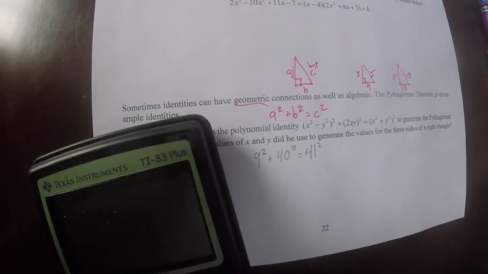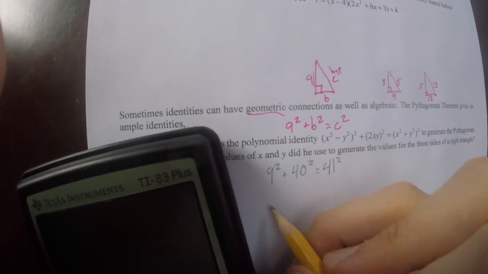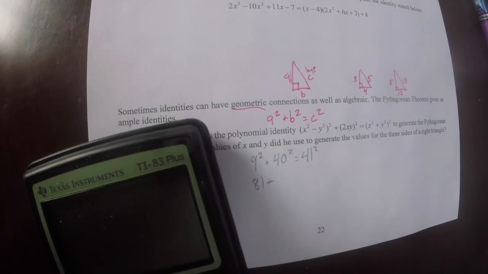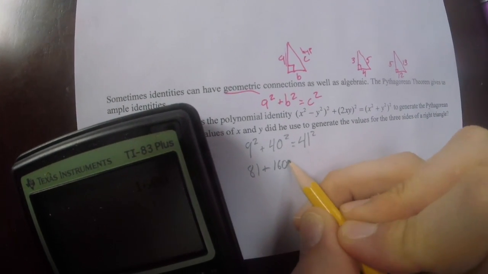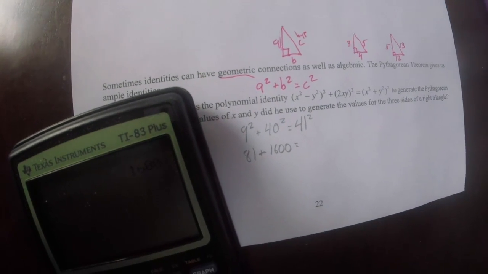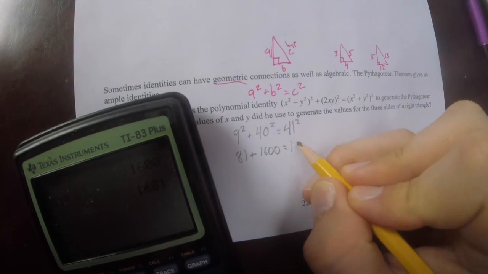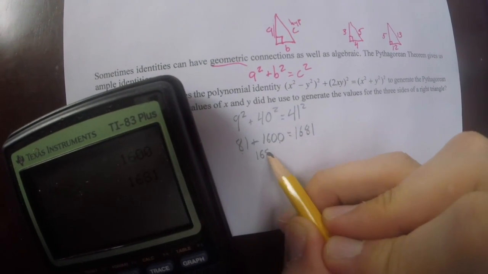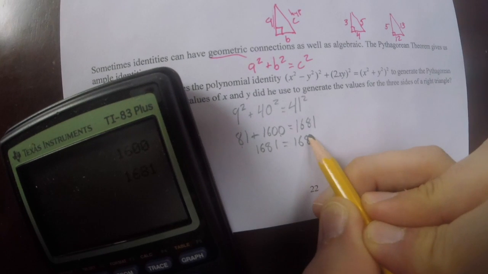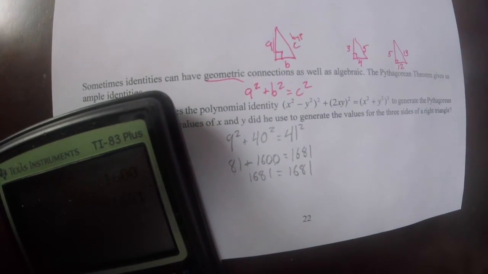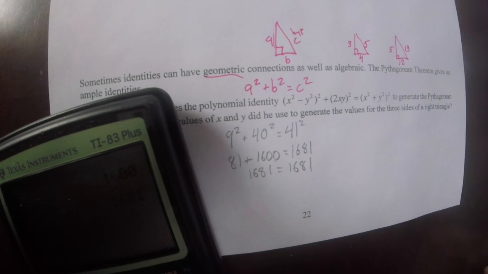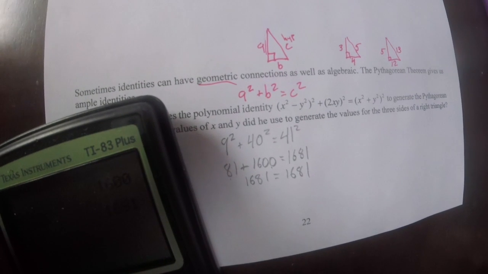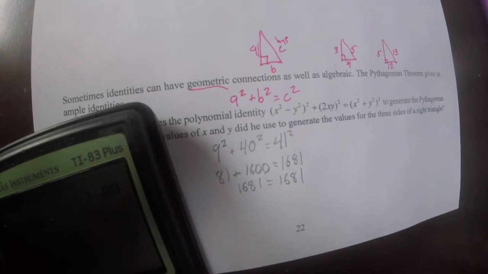Well, 9 squared, I remember. 9 squared is 81. 40 squared is 1600. And 41 squared is 1681. And guess what? When you add this side, you figure out that, oh, this makes sense. Okay. So 9, 40, and 41 can be the three sides of a right triangle.